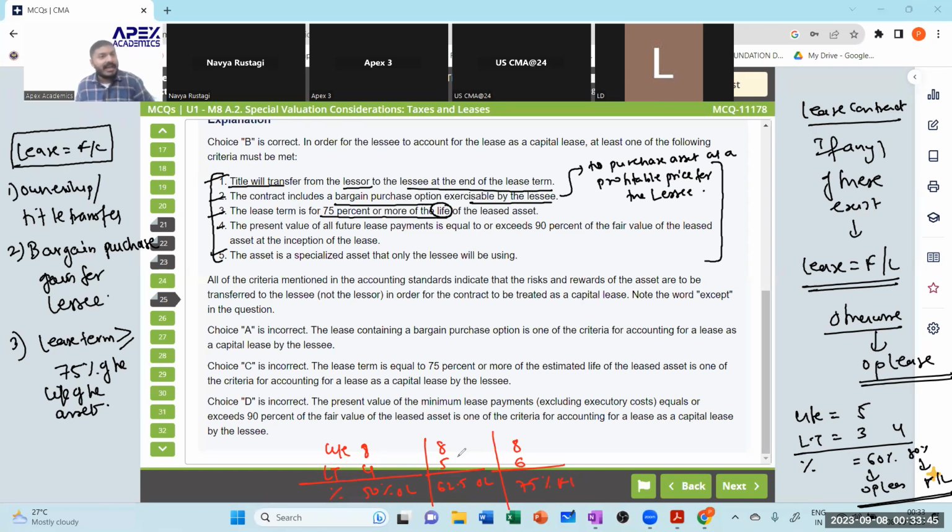So if I make a statement like this, for an asset which has a life of 8 years, a lease term has to be 6 years or more for it to qualify as a finance lease. Am I serious or am I joking? I'm serious. Are you understanding? Yes or no? So what is the third point? Lease term should be greater than or equal to 75% of the life of the asset. Are you with me on that? Yes or no?